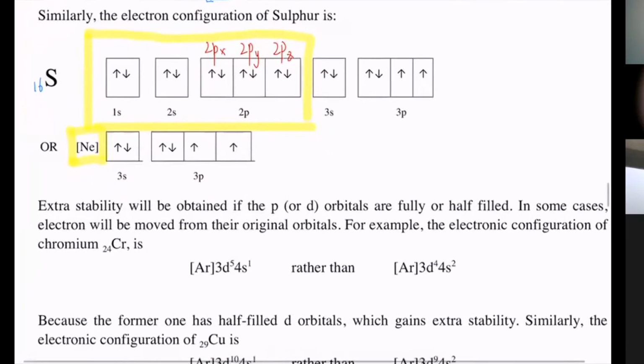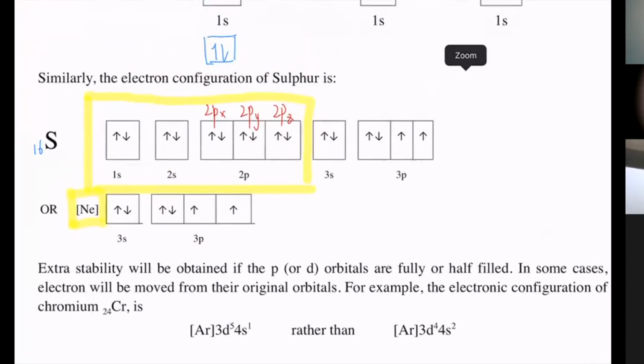Like sulfur, because sulfur is from period 3, we could use neon, which is the noble gas from period 2, to represent this part. So we don't have to write the box for 1s2, 2s2, and 2p6. Right, so we just show.